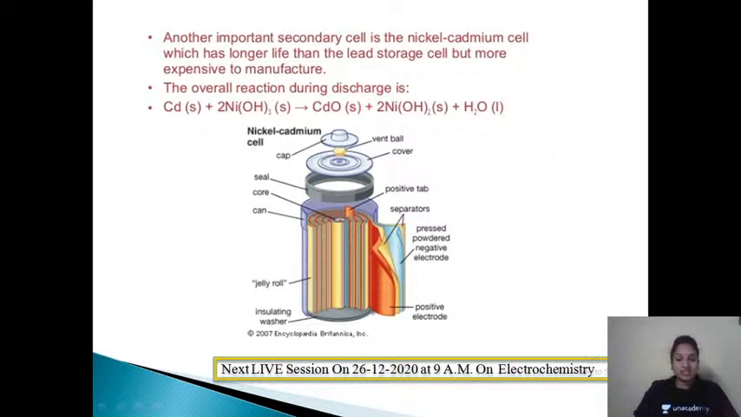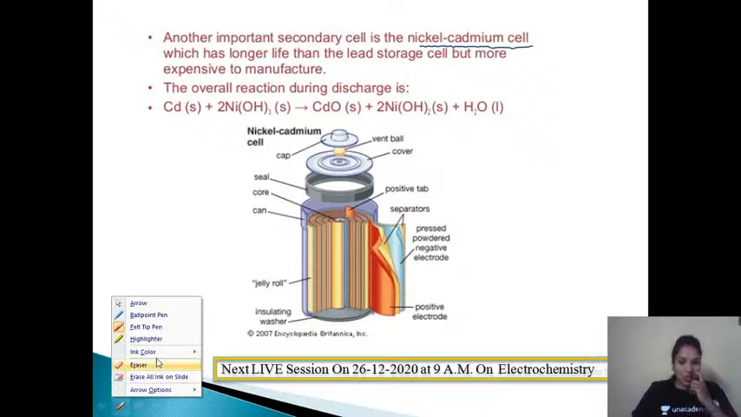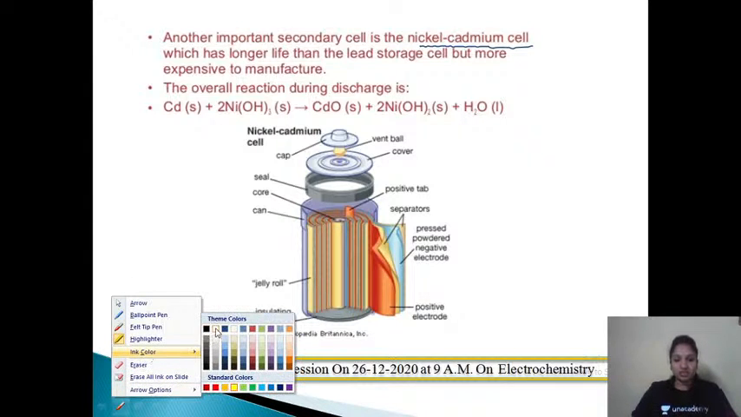Another important secondary cell is the nickel cadmium cell, which has a longer life than the lead storage cell, but it is expensive. Nickel cadmium cell definitely has a longer life than the lead storage battery, but if you compare, it is more expensive than the lead storage battery, and that's why it is of less usage by people.